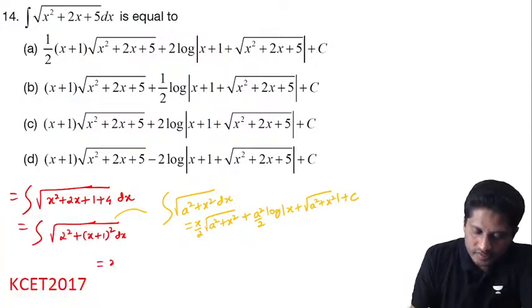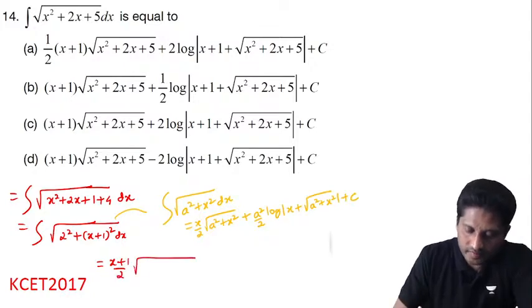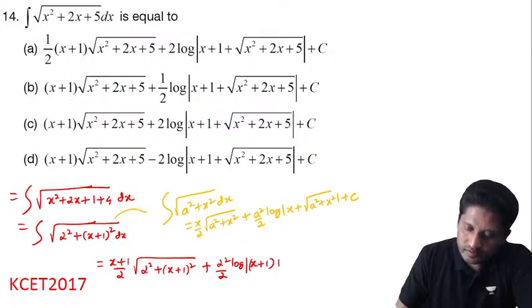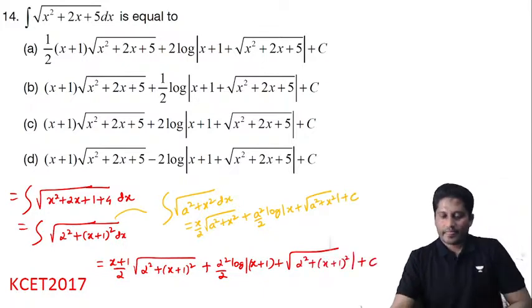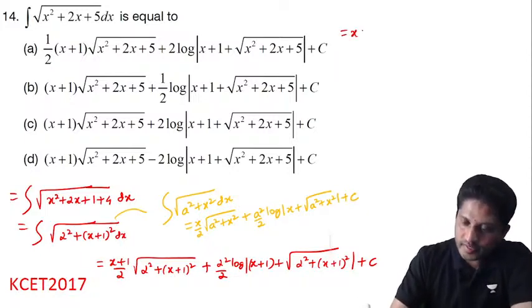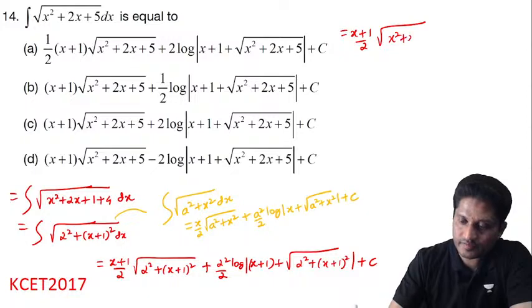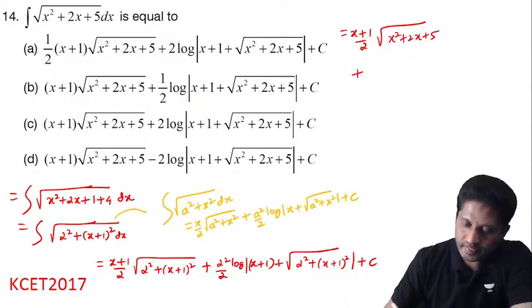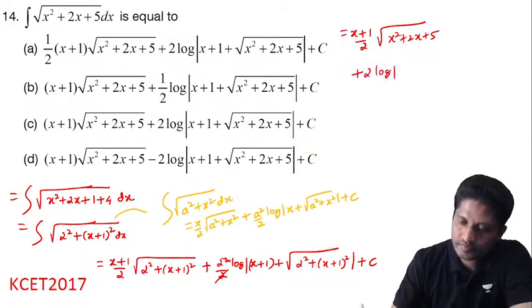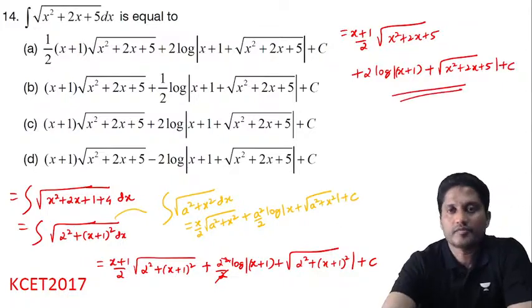So if I use this formula, I can write x by 2, that is x plus 1 by 2, into root of a square plus x square, that is 2 square plus x plus 1 the whole square, plus a square by 2, that is 2 square by 2. Then you get log of x plus root of a square plus x square, that is 2 square plus x plus 1 the whole square, plus c. So this is x plus 1 by 2 into root of 2 square plus x plus 1 the whole square, which is again x square plus 2x plus 5. Plus root and square cancels. You will get 2 into log of x plus 1 plus root of x square plus 2x plus 5 plus c. That's the answer. Let's move to the next question.